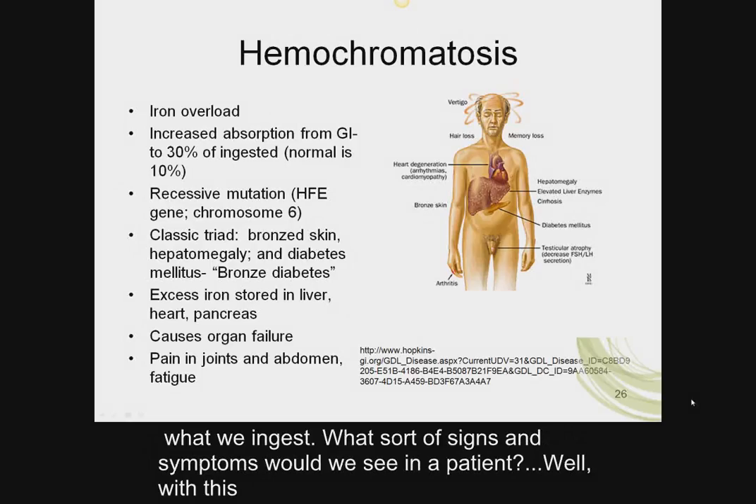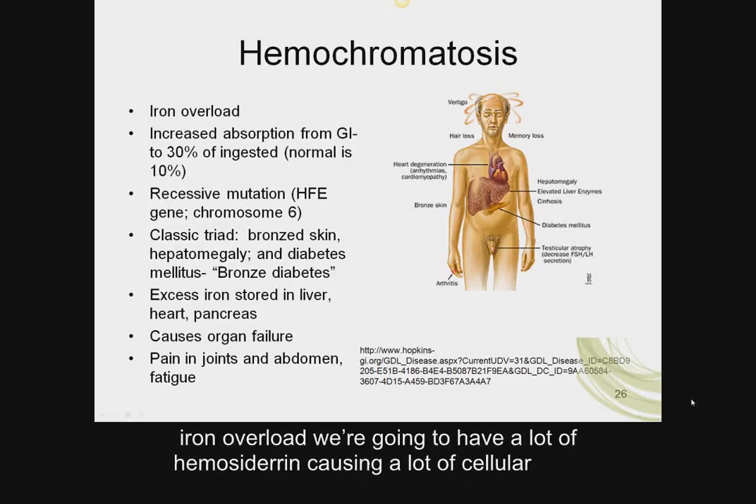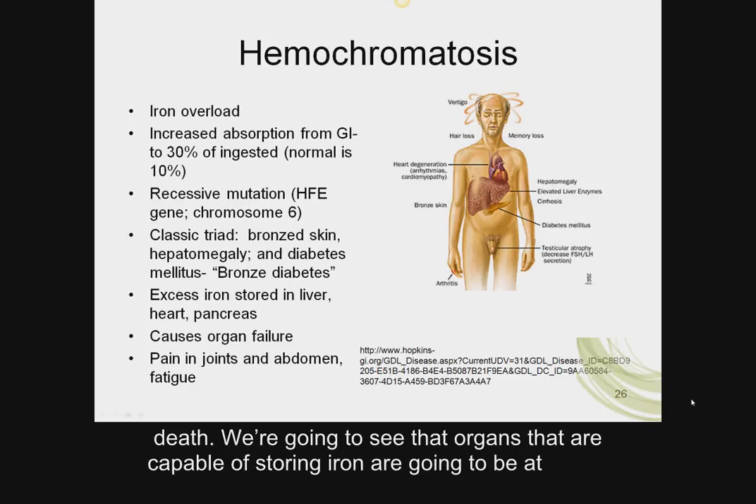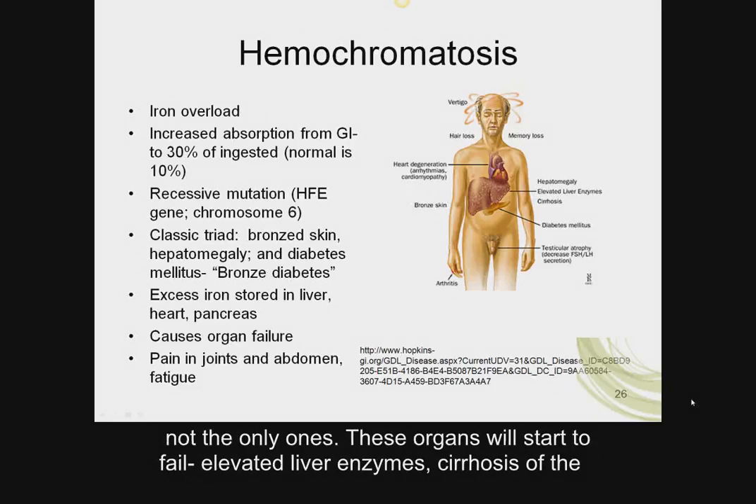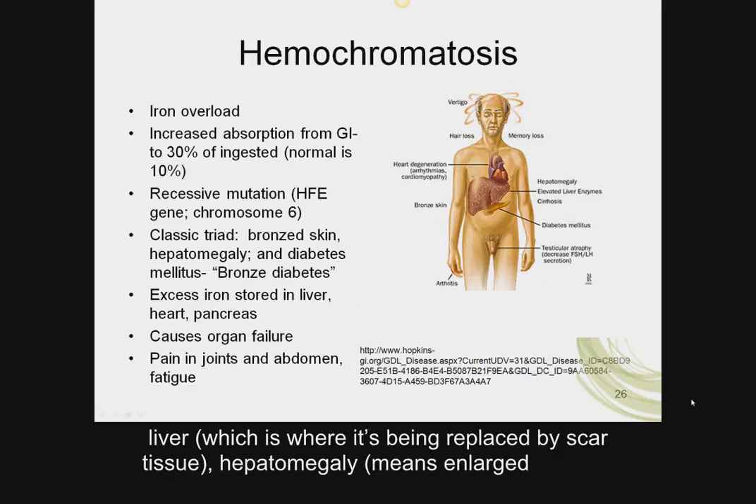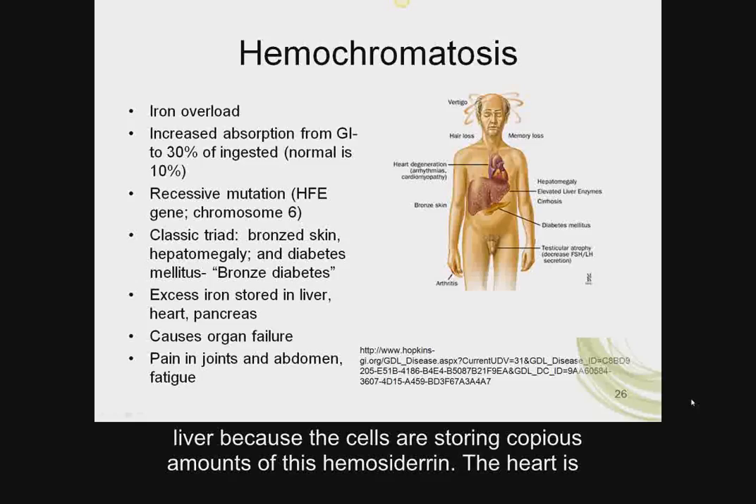Well, with this iron overload, we're going to have a lot of hemosiderin causing a lot of cellular death. We're going to see that organs that are capable of storing iron are going to be at risk. First of all, the liver, heart, and pancreas would be some of the biggies. They are not the only ones. These organs will start to fail. We'll see elevated liver enzymes, cirrhosis of the liver, which is when the liver is being replaced by scar tissue. Hepatomegaly means enlarged liver because the cells are storing copious amounts of this hemosiderin. The heart is going to have arrhythmias.